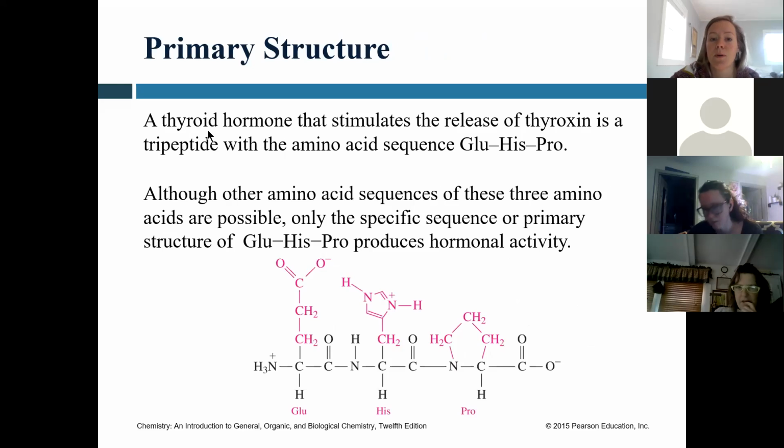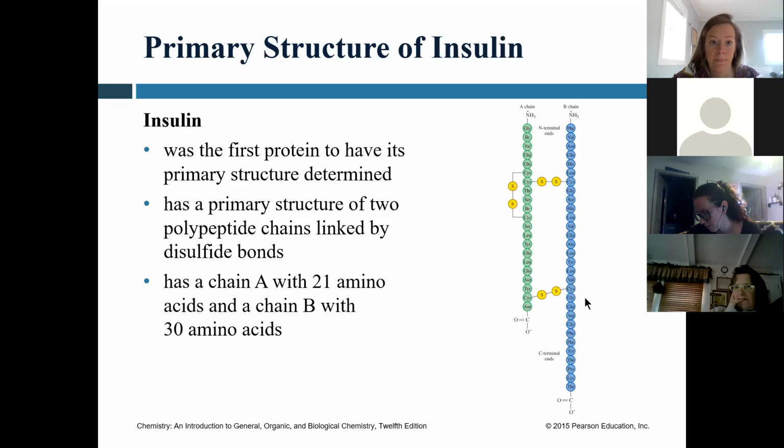The hormone that stimulates the release of thyroxine is a tripeptide, and this is its amino acid sequence. You don't have to have that memorized, but when you start to hear things like tripeptides and dipeptides, this is what's happening. There are other amino acid sequences with these same three amino acids, but this specific sequence is what gives us the proper hormonal activity.